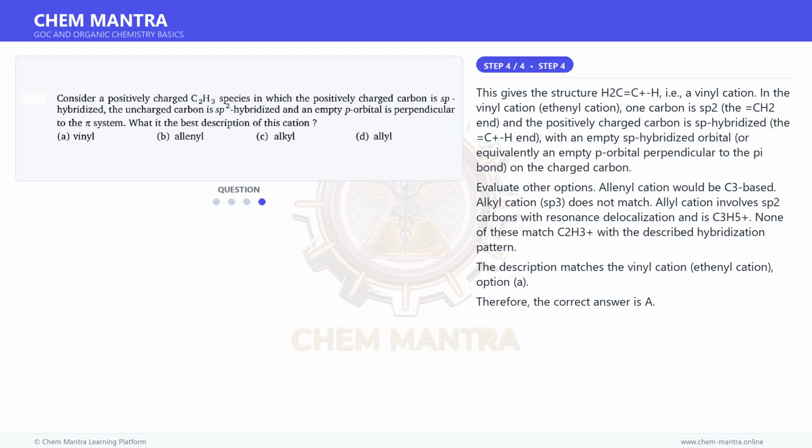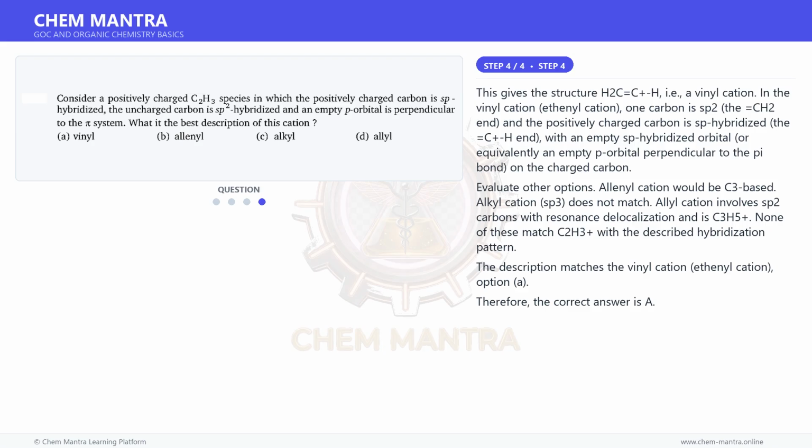This gives the structure H₂C=C⁺–H, i.e., a vinyl cation. In the vinyl cation, one carbon is sp², the =CH₂ end, and the positively charged carbon is sp hybridized, the =C⁺H end, with an empty sp hybridized orbital, or equivalently an empty p orbital perpendicular to the pi bond, on the charged carbon.